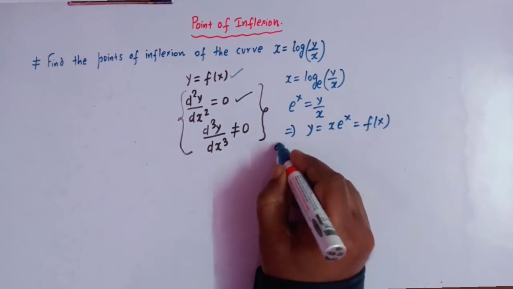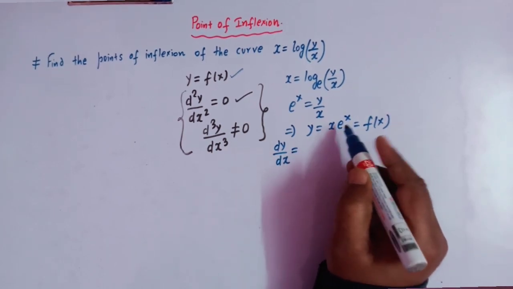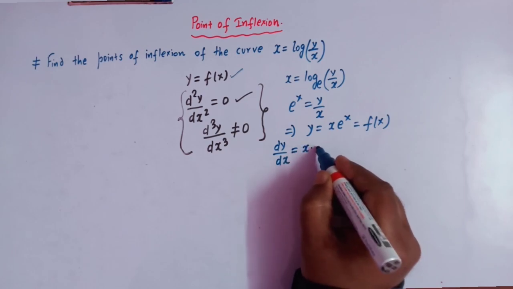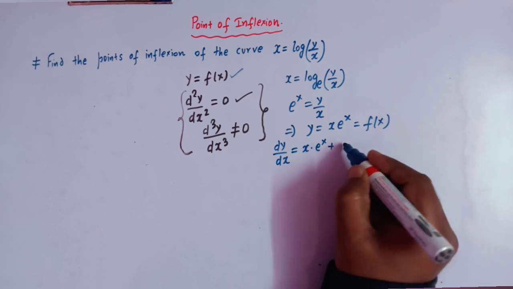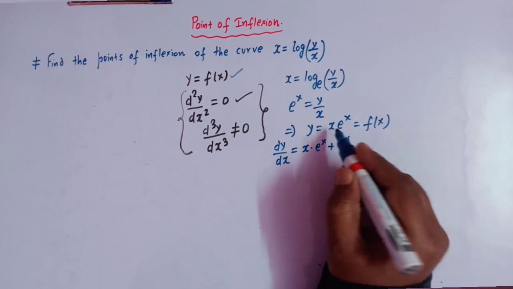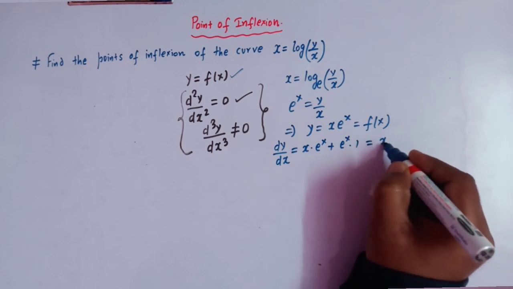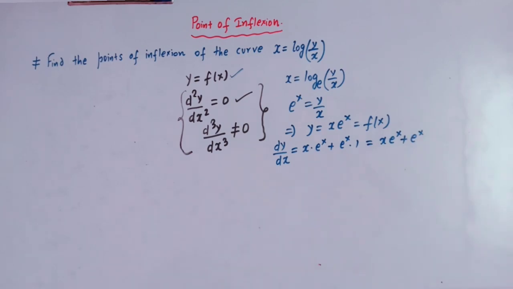Now let us find out the derivatives of this function with respect to x. The first derivative is dy over dx. Here we can apply the product rule. We have x, then derivative of e raised to x is e raised to x, then we have e raised to x, and derivative of x is 1, right? So we have x e raised to x plus e raised to x.